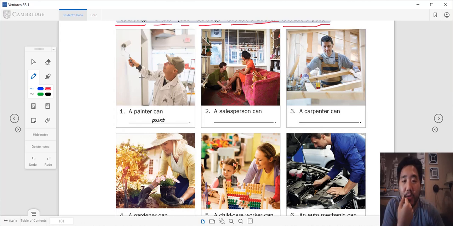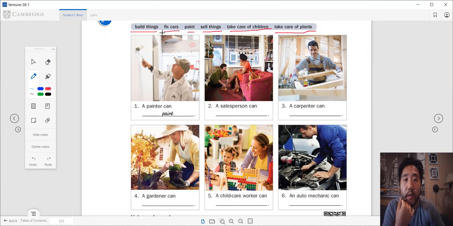So now let's look at number 2. A salesperson can. So this salesperson is trying to help a customer with her, I believe, shoes or sandals. So she is a salesperson. What do they do? They try to sell something. So let's see. So here, sell things. We used the word paint before. Sell things. A salesperson can sell things.